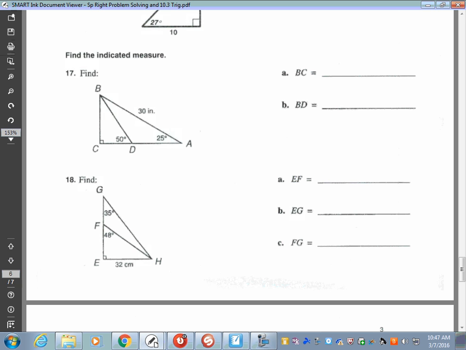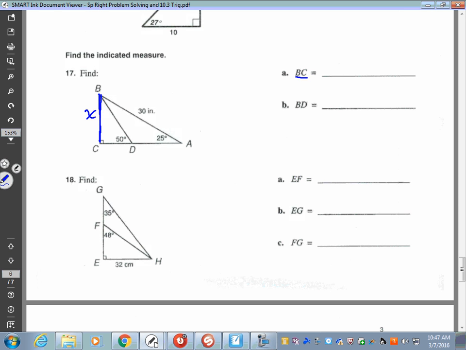All right, so to do this, you're going to have to do one part at a time. So, for example, BC. BC is this side. So I'm going to put that as X. That's what we're trying to find. What parts do you have?